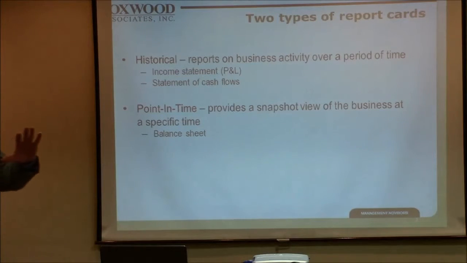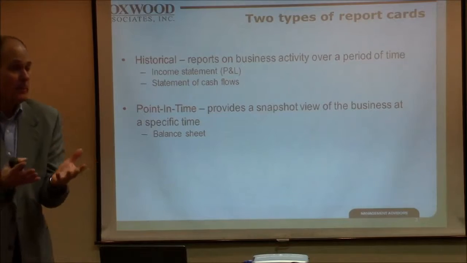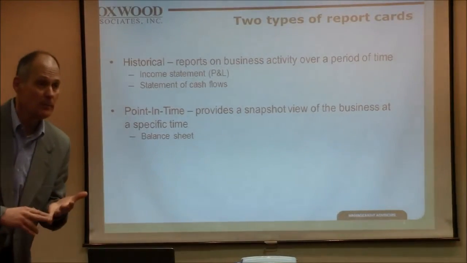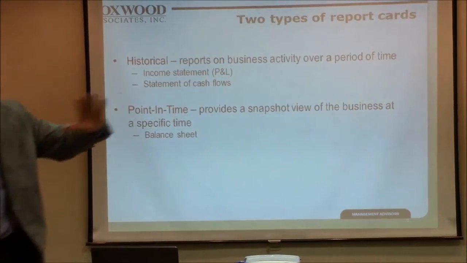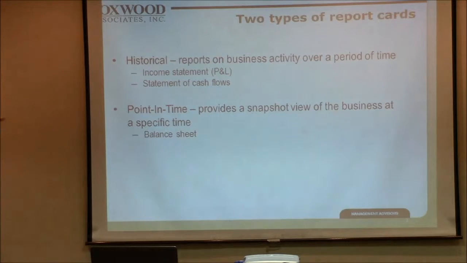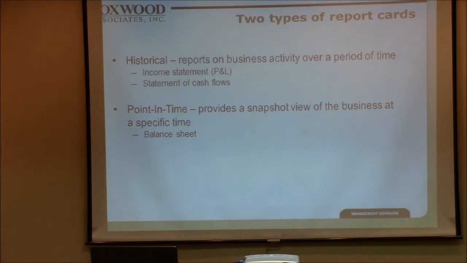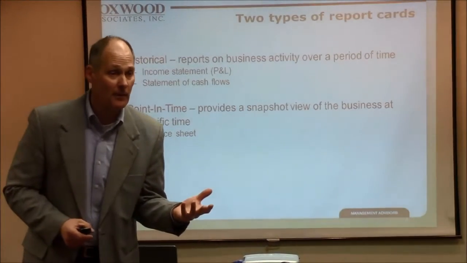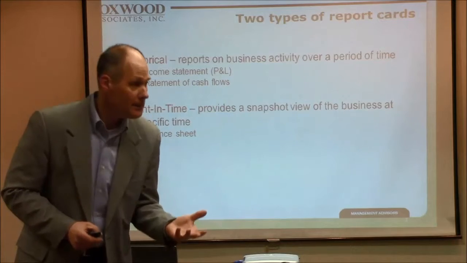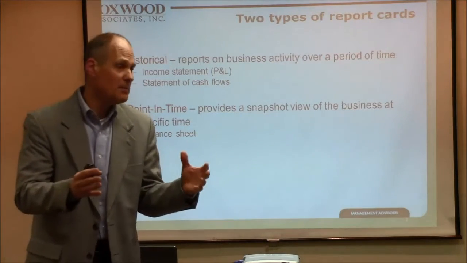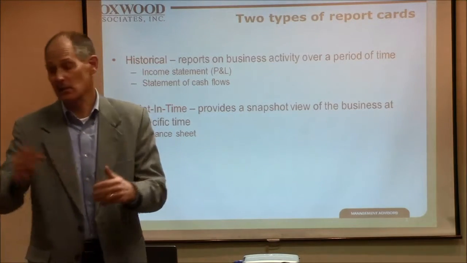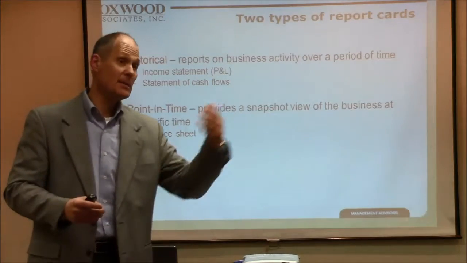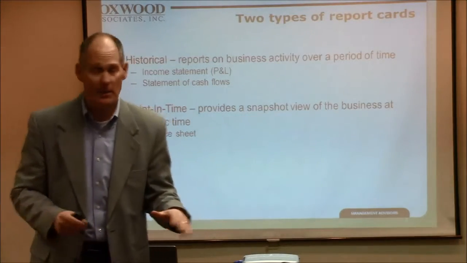First of all, I want to talk about two different types of reports that we have. We've got historical reports. What's happened over a period of time? The income statement, or sometimes I'll call it the P&L, the profit and loss statement. You may hear it called the earnings statement. They're all just different terms for the same report. So if somebody says, I saw it on the P&L, and somebody says, I saw it on the income statement, we're talking about the same thing.